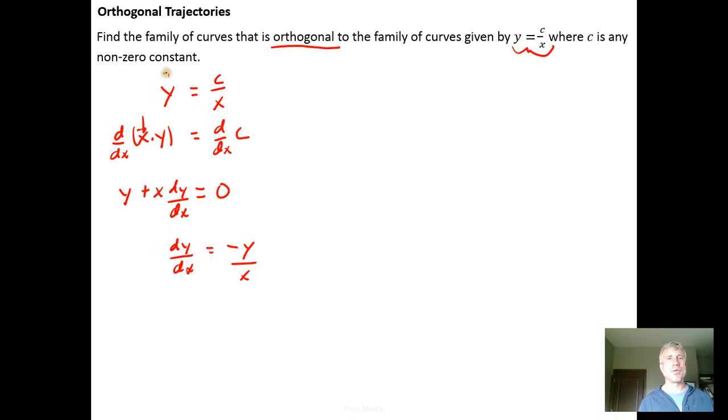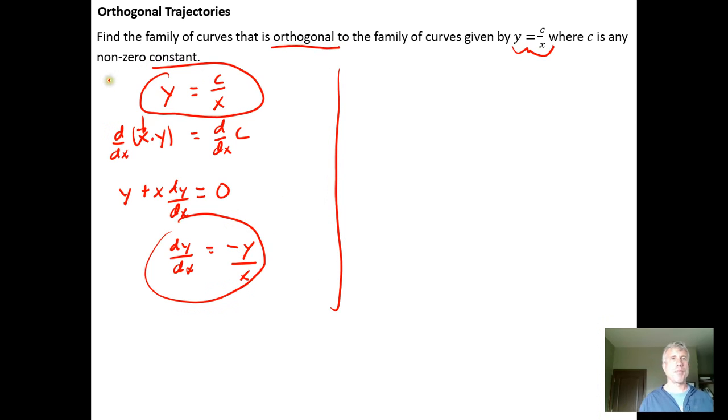So every member of this family, y equals c over x, will have a derivative that's found by taking the opposite of y over x. So the slope of the tangent lines to this family of curves are given by this derivative. So this is our family. This is family 1 right here.